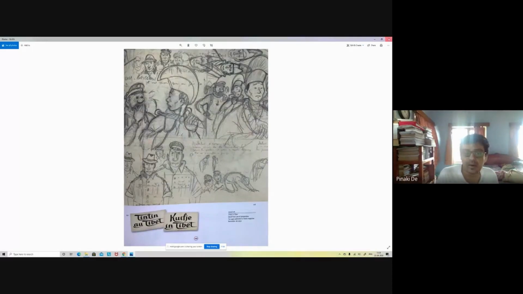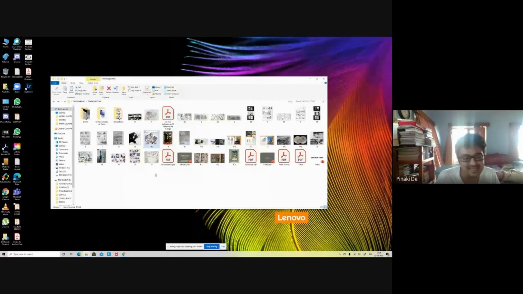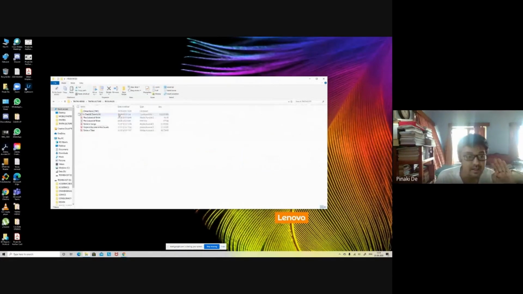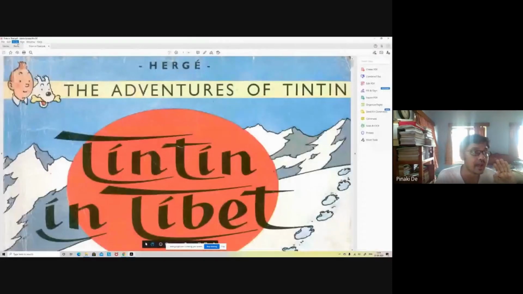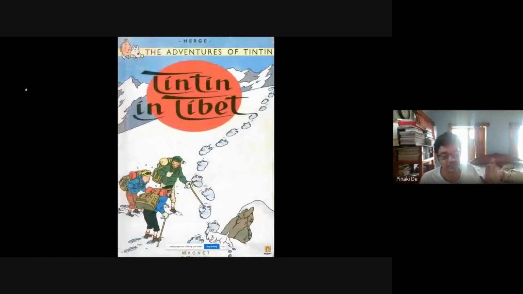Tibet. Now, as I've told you, there are many other things I can show you, and let us not get into that. Let me show you Tintin in Tibet, the book. And in the book, there is something that I want to show you. So what is Tintin in Tibet about? Tintin in Tibet is about friendship.